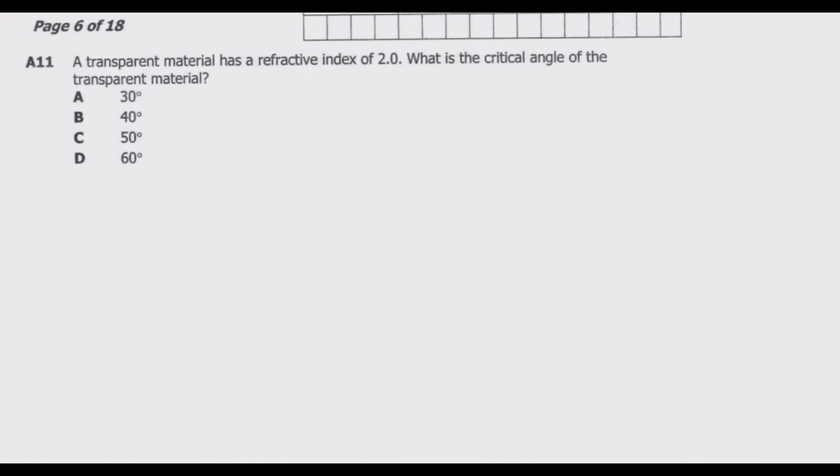Question A11. A transparent material has a refractive index of 2.0. What is the critical angle of the transparent material? So basically the question is asking us to find the critical angle. For us to find the critical angle, first of all, we need to understand what a critical angle is, because this is one of the most common questions that normally comes in science paper 1.